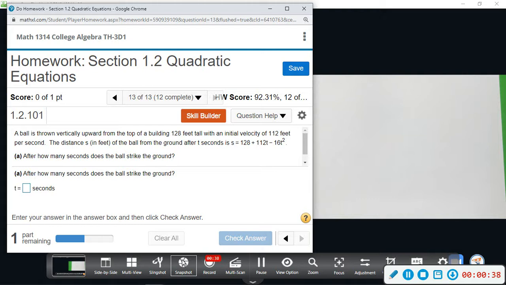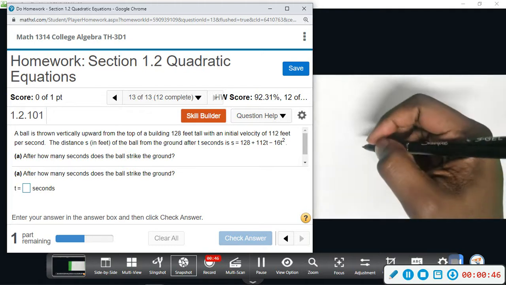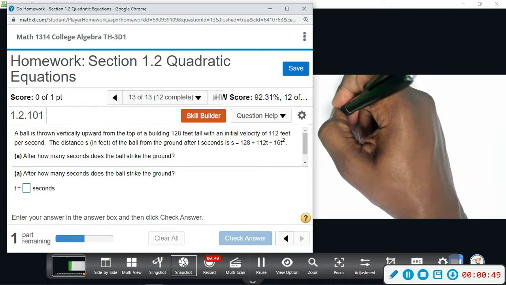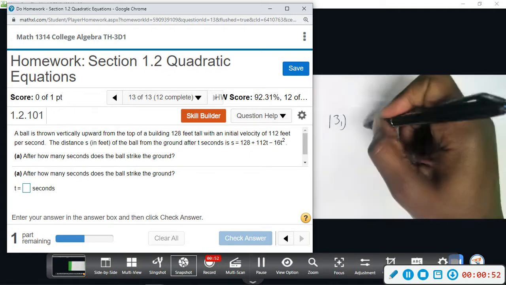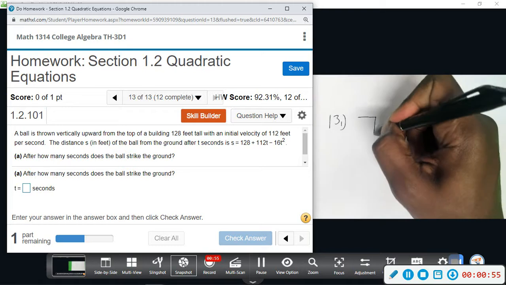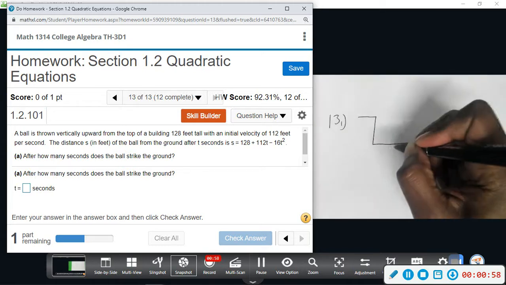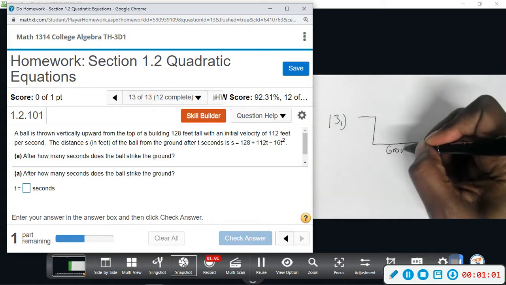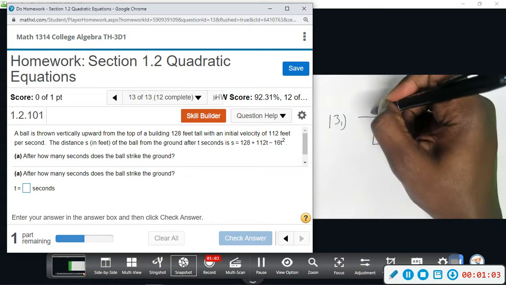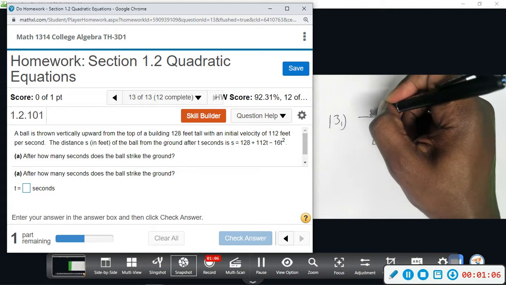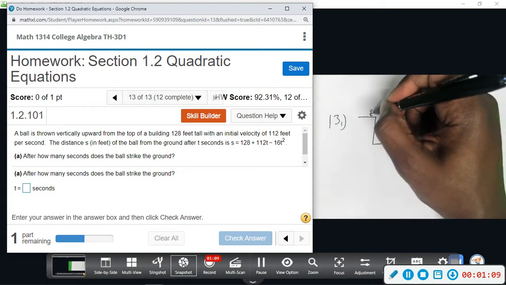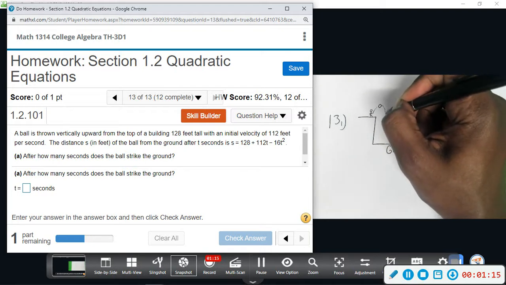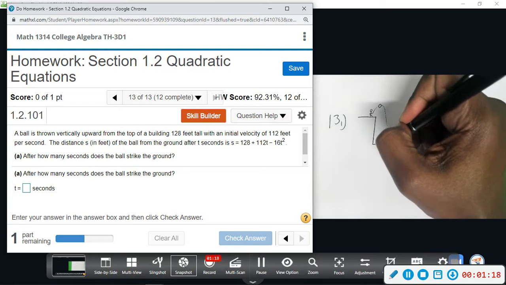Okay, so you can draw a picture of what's going on, but usually with these word problems and applications, they pretty much give you everything that you need to solve the problem. So I'm just going to give you a visual of what's going on. So we have, let's just say, a building here, and we'll call this the ground. So we got some person on top of a building, a little stick person, and they're throwing up a ball. Let's say the ball is here. So it's thrown upward, it's going to go up, and then it's going to start coming down, and it's going to hit the ground.